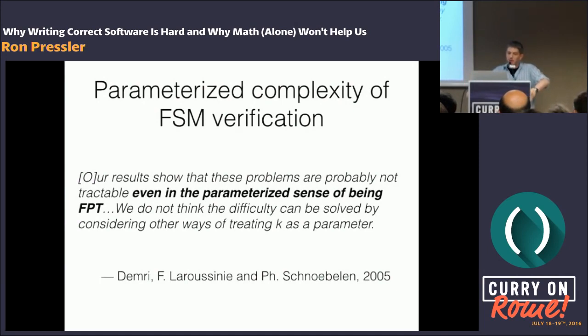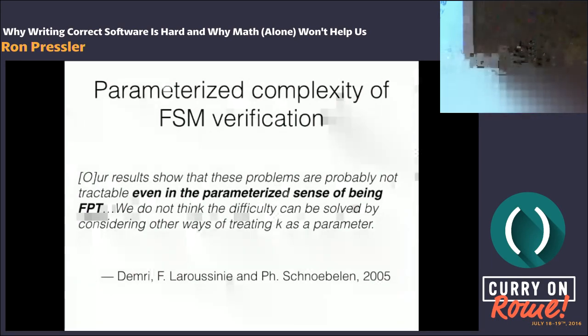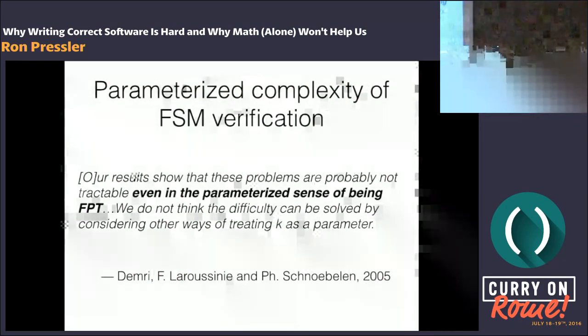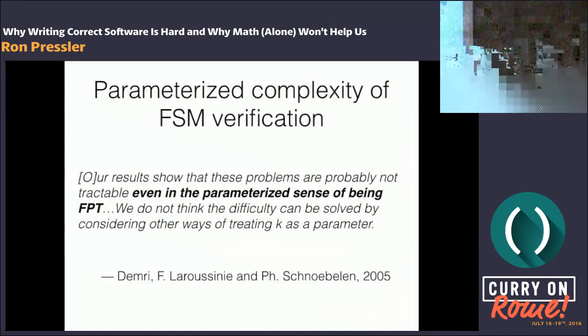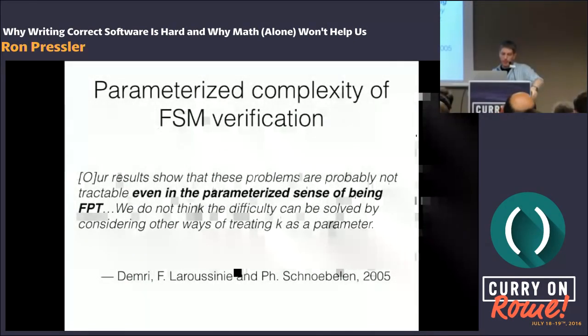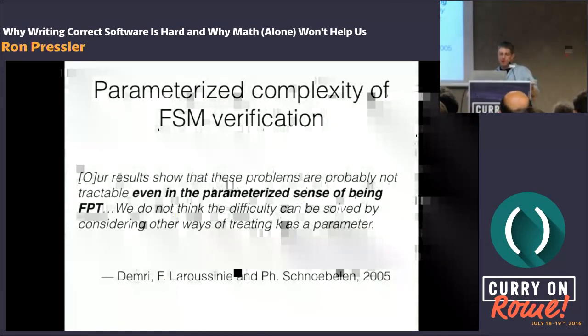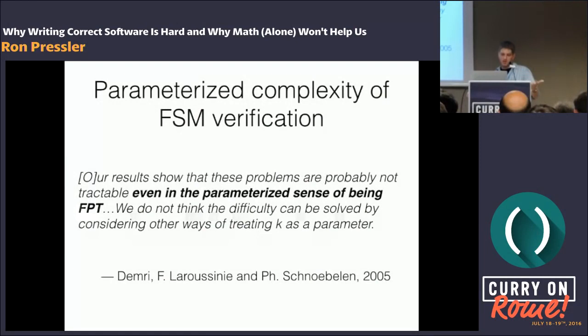So verification is not tractable even in the parameterized sense of being FPT, and we do not think the difficulty can be solved by considering other ways of treating k as a parameter. So this 2005 result is pretty profound. It is proof that we cannot, in general, decrease the effort of proving a program's correctness using modularization. Correctness does not decompose.